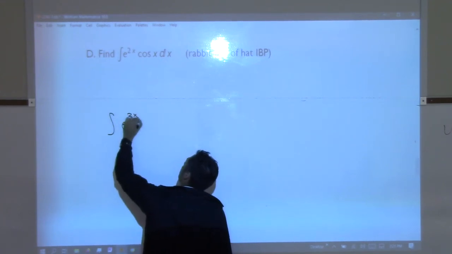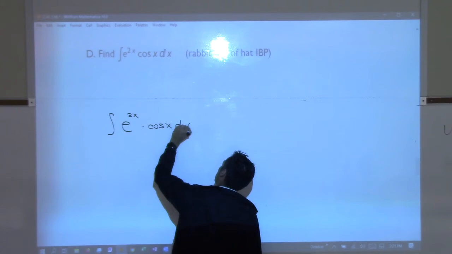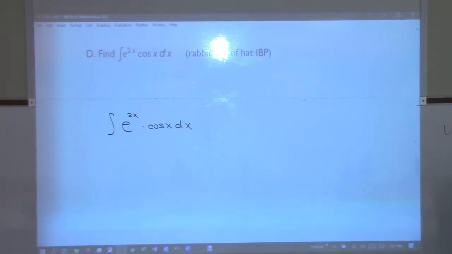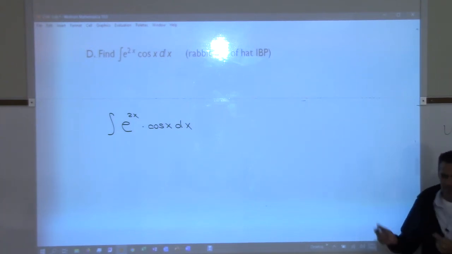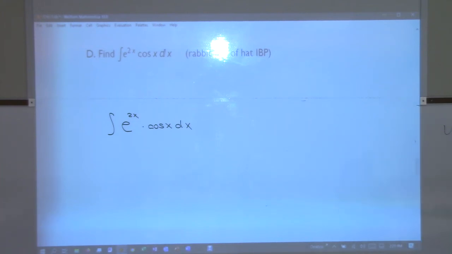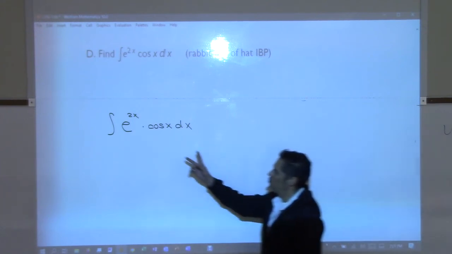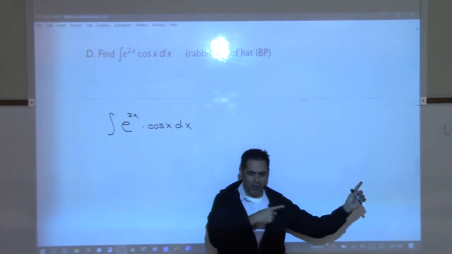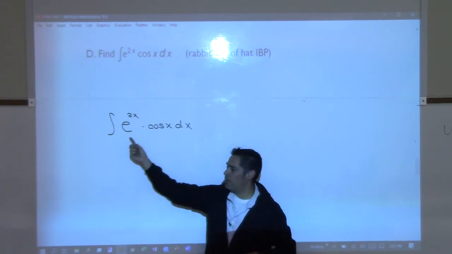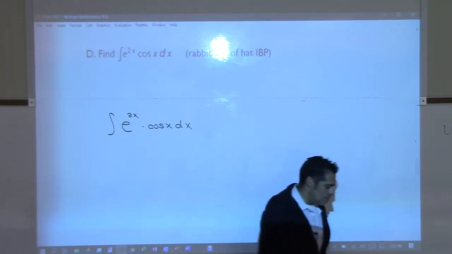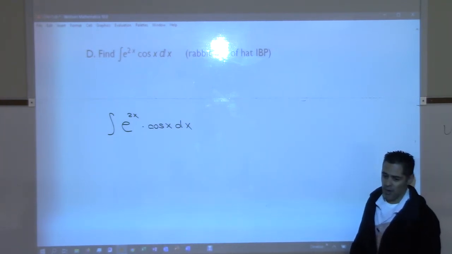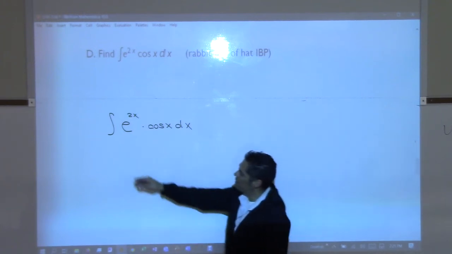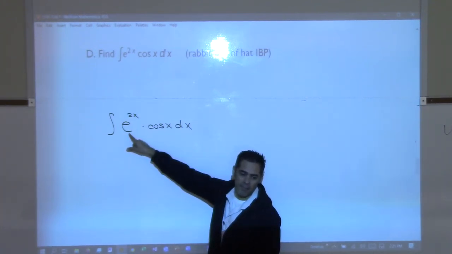e to the 2x times cosine x dx. Salo, do you remember what I told you Dr. Richardson was trying to beat into our brains? That this method is really just a transferring of the derivative, right? So if there's two pieces in there, one of them is going to get differentiated, the other one's going to get integrated in the new integral. One of these gets differentiated, one gets integrated. So Salo, in your new integral, if you do integration by parts on this, if you differentiate this one, what's it going to be? Same thing, right?